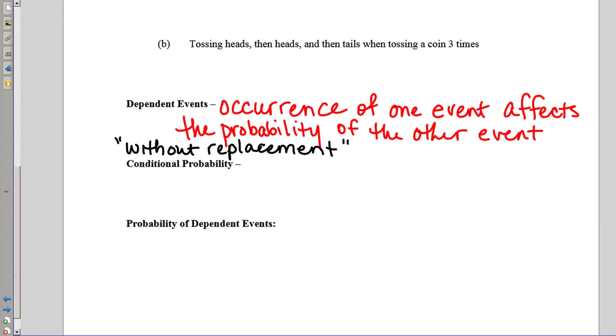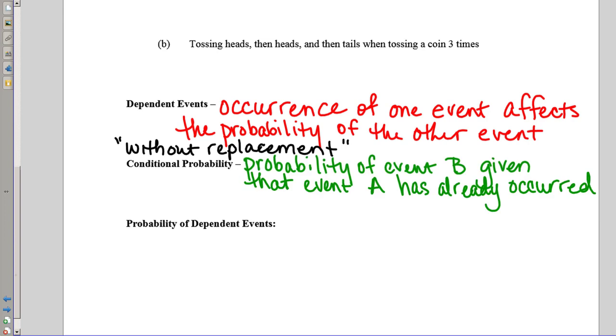And so with dependent events, we have something known as conditional probability. Conditional probability is the probability that some event B, given that A has already occurred. Okay. And conditional probability is written as the probability of B given A. So this little line means given, sort of like such that when we were doing notation.